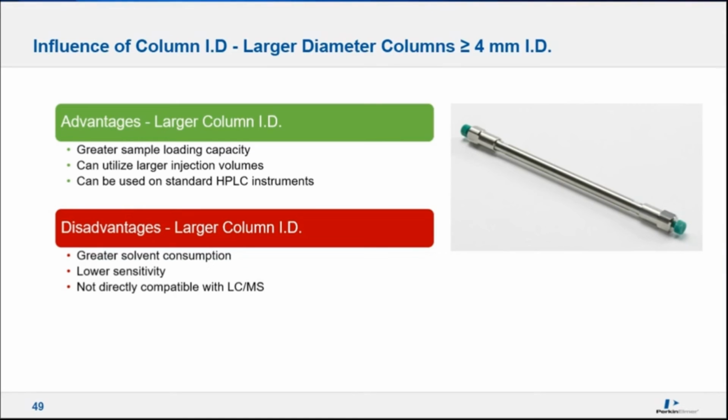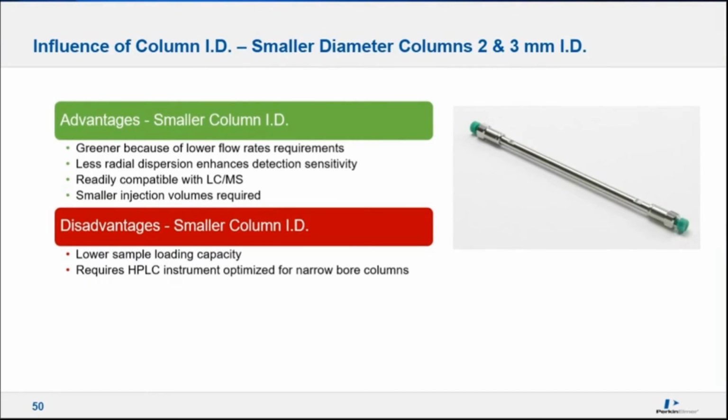The disadvantage of the larger ID columns is the greater solvent consumption, lower sensitivity, and they're not directly compatible with LCMS. The other category of column diameters to consider would be smaller diameter columns. And these are columns between 2 and 3 millimeter ID. There are a number of advantages of the smaller ID columns, including greener because of the lower flow rate requirements, less radial dispersion, in other words, we enhance detector sensitivity, readily compatible with LCMS operating conditions.